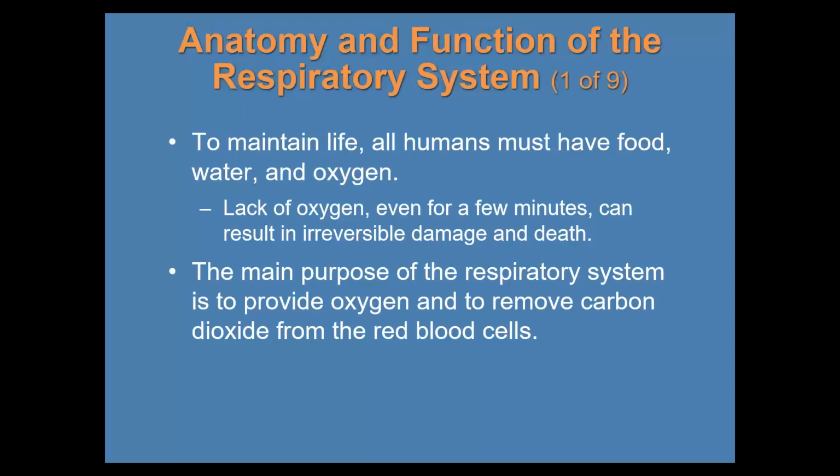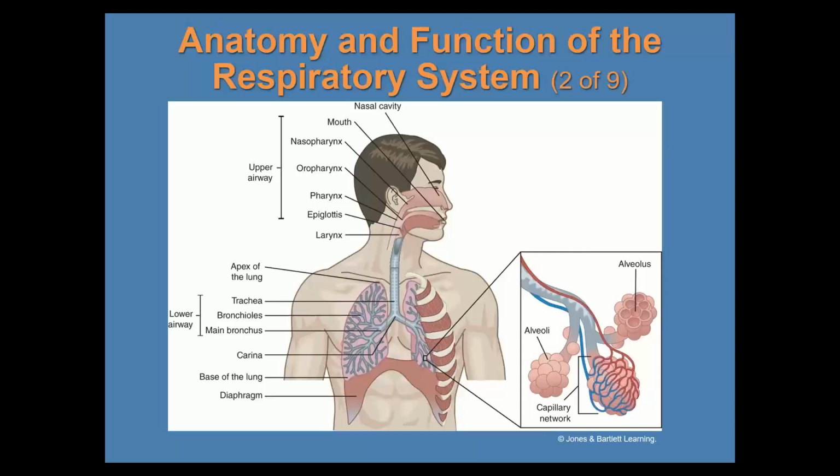The main purpose of the respiratory system is to provide oxygen and remove carbon dioxide from the red blood cells, right? So again, pretty much the same thing we saw Tuesday, just a general overview of the respiratory system there. Like we talked about, we have the upper airway, lower airway here, and the upper airway, the nasopharynx, is the nose, okay, nasal passages.